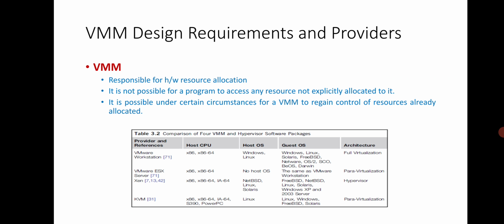Virtual machine monitor is responsible for hardware resource allocation. It is not possible for a program to access any resource not explicitly allocated to it. So it is possible under certain circumstances for a virtual machine monitor to regain control of resources already allocated. So there are virtual machine workstation, virtual machine server, and kernel virtual machine. These are available in a virtual machine monitor.